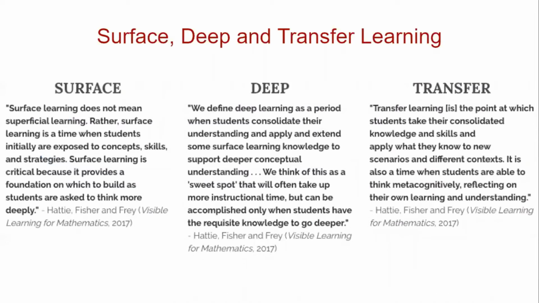Let's talk about the 3 different types of learning: surface, deep, and transfer. According to Doug Fisher and Nancy Frey, surface learning refers to building foundational knowledge such as concepts, skills, and strategies. Deep learning is consolidating foundational knowledge to be able to apply and extend students' own learning to develop a deeper understanding. And transfer learning is the point where students take all of their knowledge and understanding and apply it in new and different contexts. You may choose to pause here and discuss or continue on with the webinar.